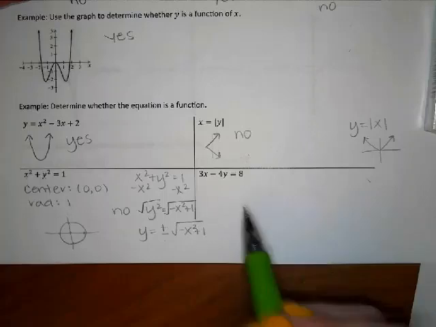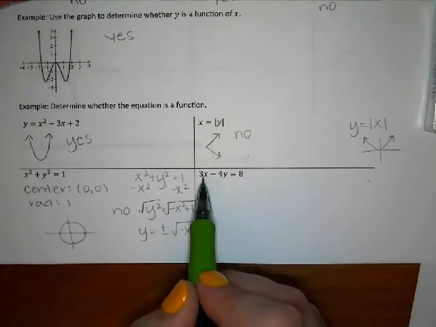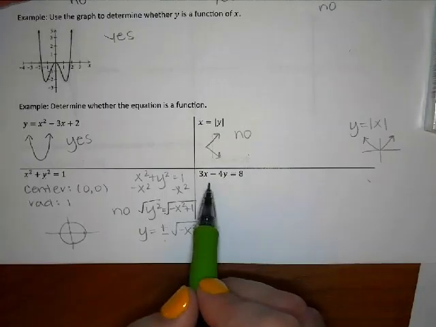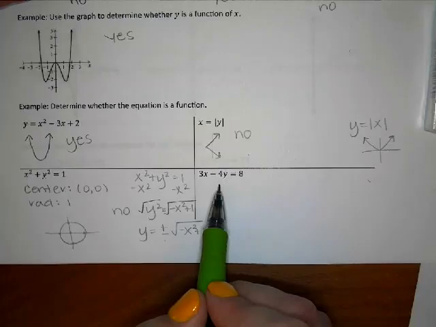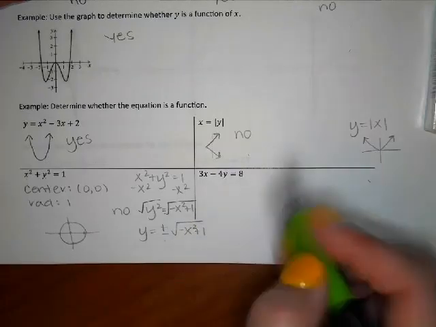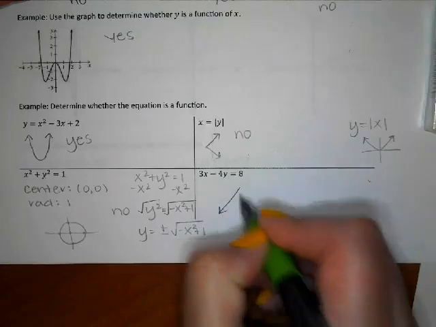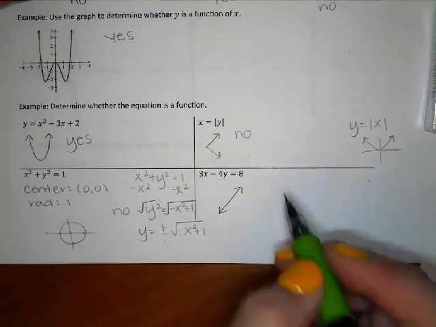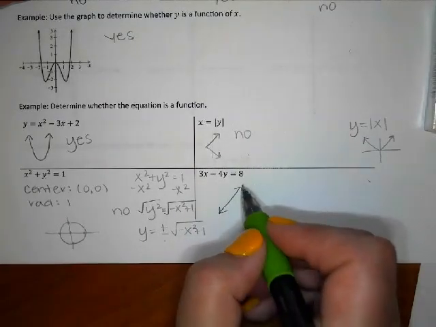This one over here, it's got the x and the y on the same side. The y is not solved for. However, this is just the standard form of a line. It's a straight line. I don't know if it goes up or down, but it looks something like that. And this definitely passes the vertical line test.